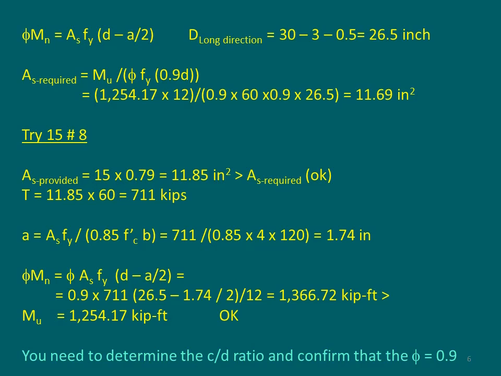Be sure that usually this Mu and Mn are going to be reported in kip-foot. You cannot have it in pound-inch. You need to report this in kip-foot. Mn, the strength, is 1340 kip-foot, while the demand is 1254. This is actually a very good design.